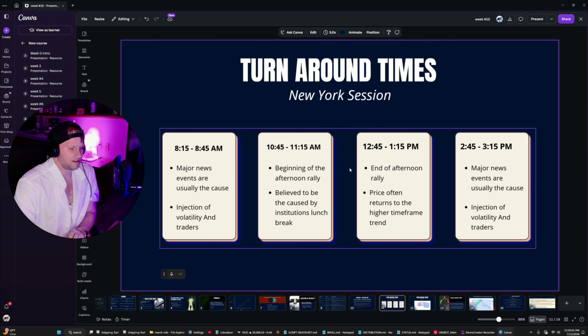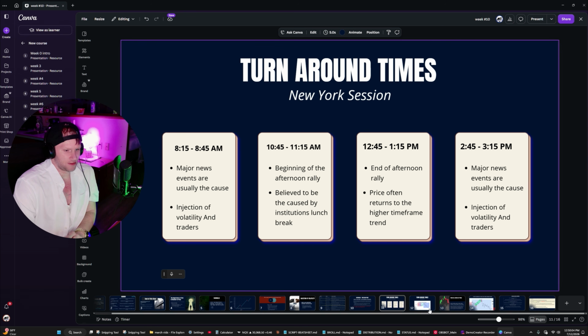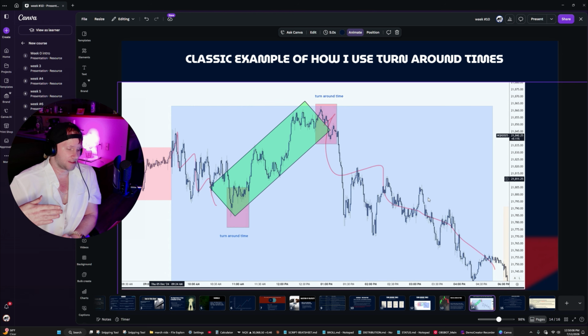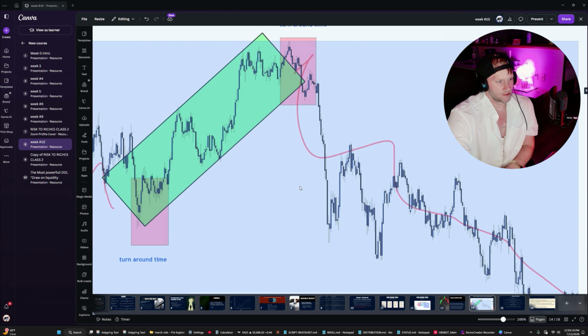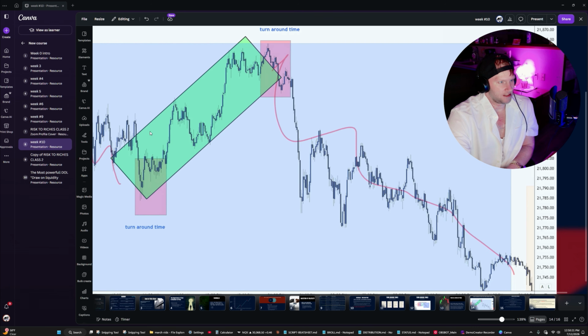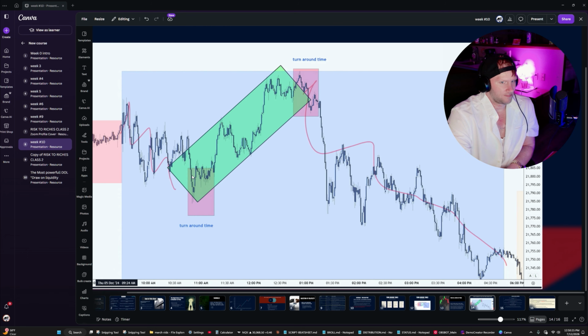Second one, let me explain to you what essentially is going on here. So I did not come up with this. I have just the new age version of it. So essentially what's going on around right here is, like in this image here, you have the turnaround time, 10:45 to 11, and then it moves up, and then 12:45, 1:15 reverses.